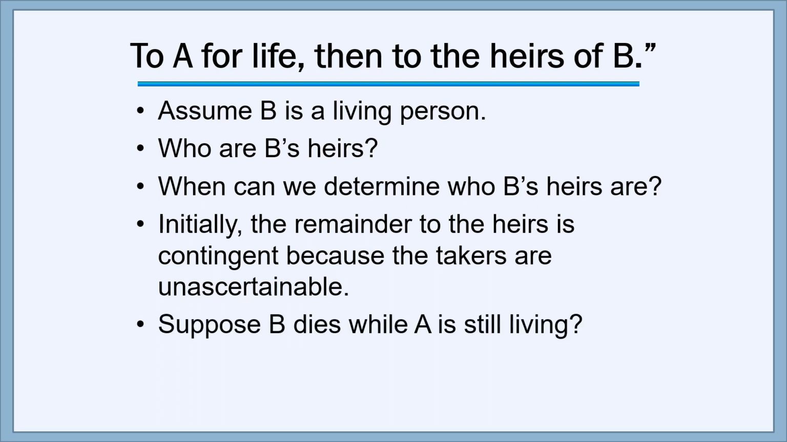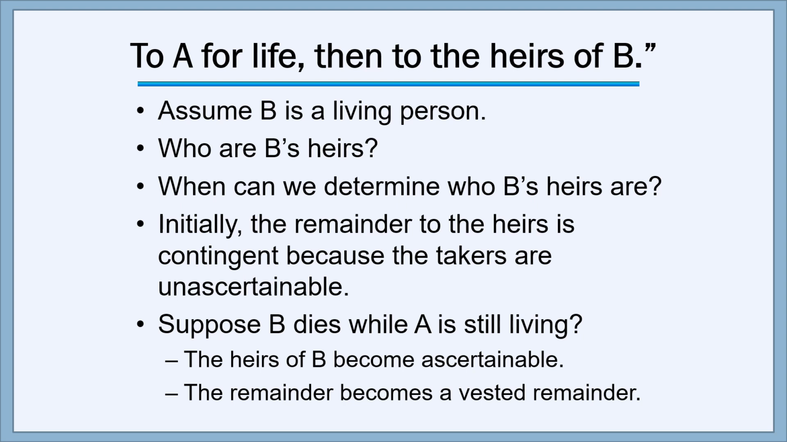Now let's suppose that while A is still living, B dies. Now we can determine who B's heirs are. We'll look at his family, see which of his relatives outlive him, compare that with the statute on heirs, and we can determine who his heirs are. So the heirs of B become ascertainable when B dies, and therefore the remainder becomes a vested remainder at that point. Notice that A is still living, so we're not ready to give the remainder to the persons who hold it yet. But the remainder started out being contingent, then it became a vested remainder, and finally, when A dies, it will become a present possessory estate.